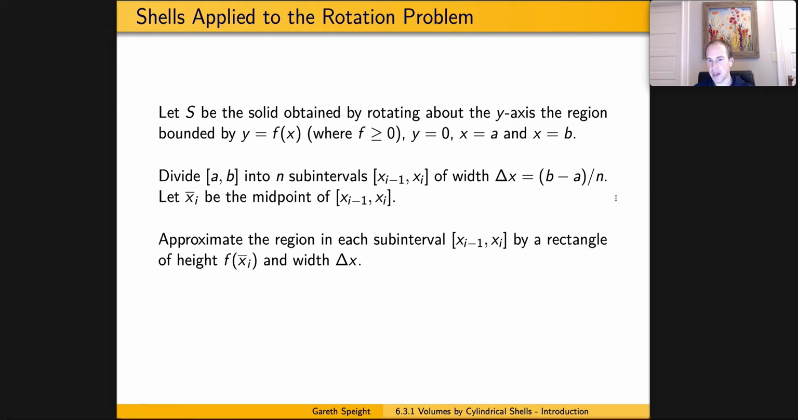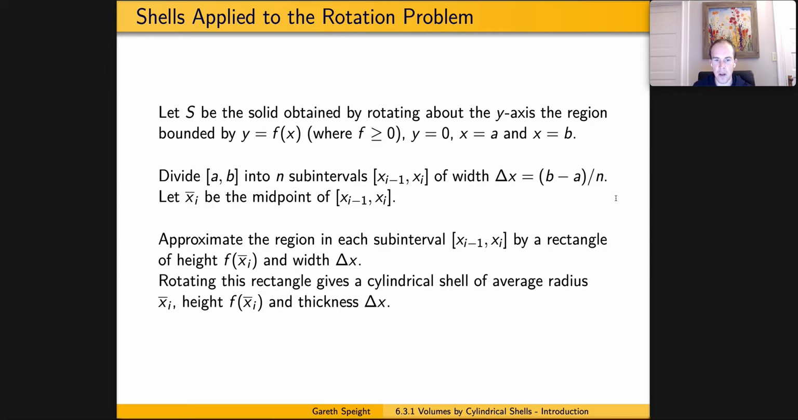And we're going to approximate each little subinterval by a rectangle, as usual. And the sample point is going to be the midpoint. So the rectangle is going to have height f of x_i bar and width delta x. And then rather than rotate the solid around in that piece, we're going to instead rotate the rectangle. And that's going to be a pretty good approximation of the solid, right? The rectangle approximates the region of the graph in that region.